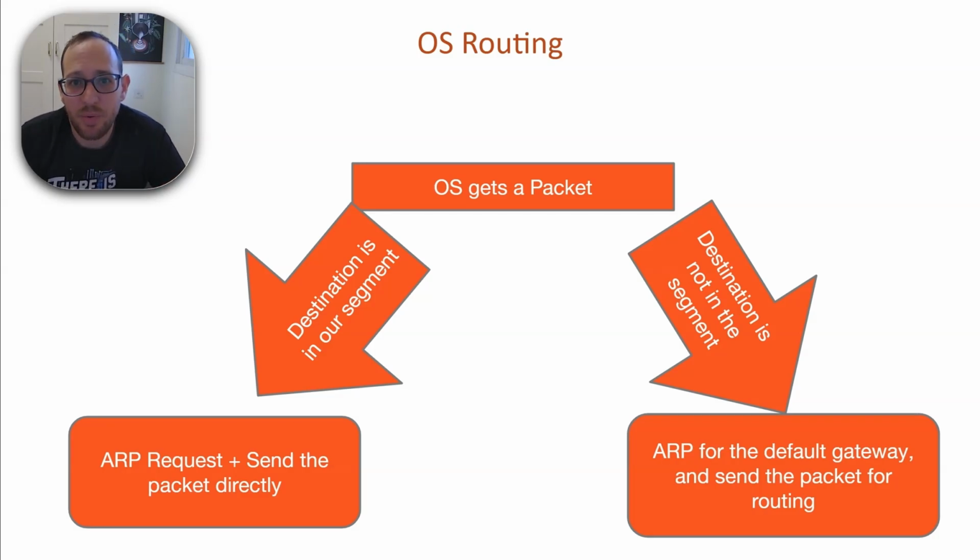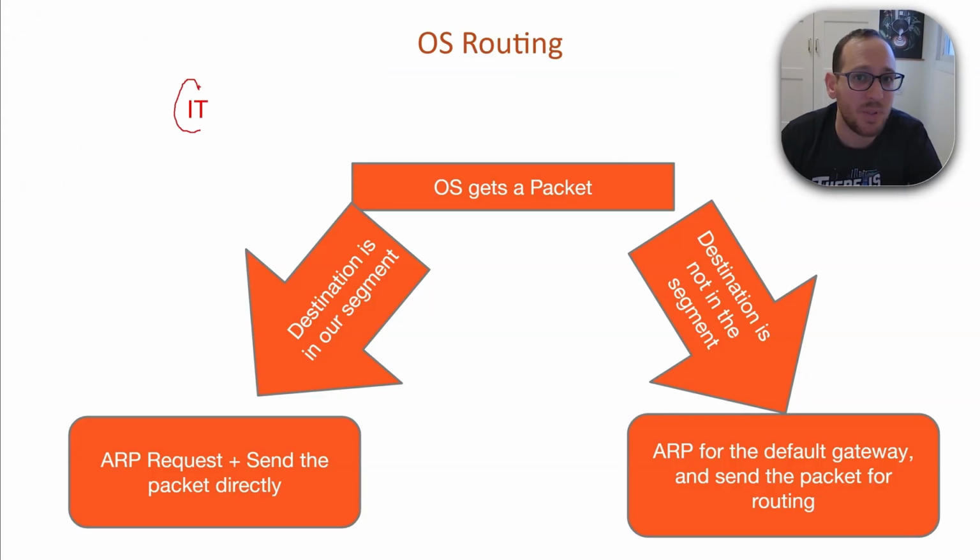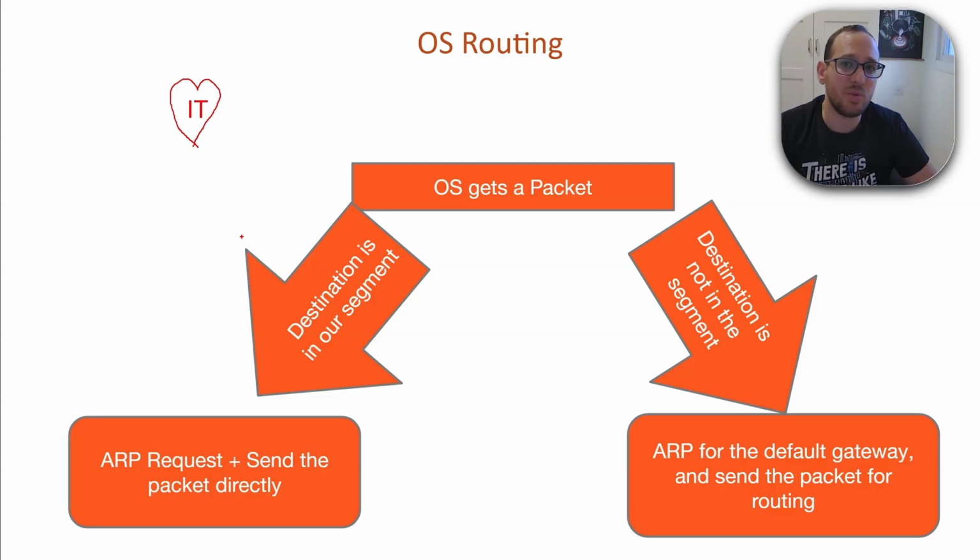Another option would be to have the IT person write a list and put it on every machine of what other machines are within the network. This sounds like a very hard job for the IT person, and as I said many times in the past, we love the IT person, okay? We definitely don't want the IT person to go to all machines on every change in the network and need to update all of these tables.